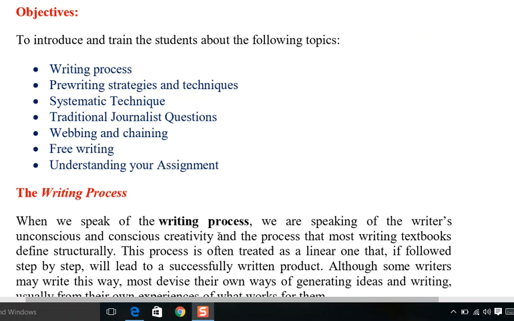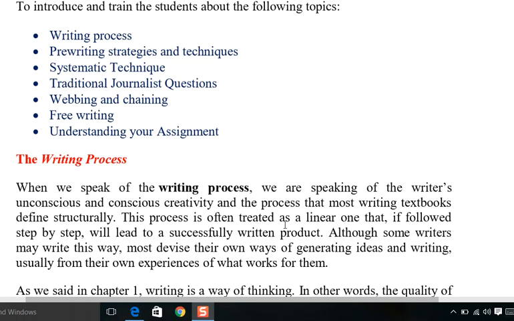When we speak of writing process, we are speaking of the writer's unconscious and conscious creativity and process that most writing textbooks define structurally. The process is often treated as linear. If followed step by step, it will lead you to the successful writing product. Although some writers may write this way.